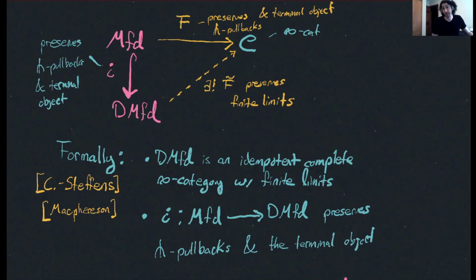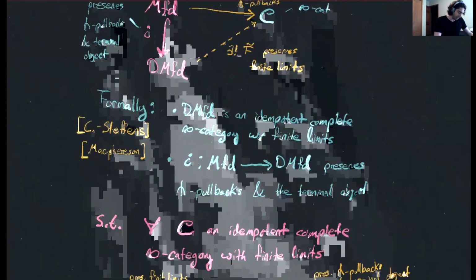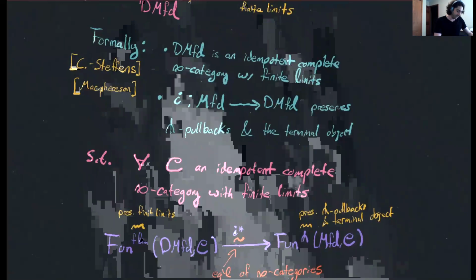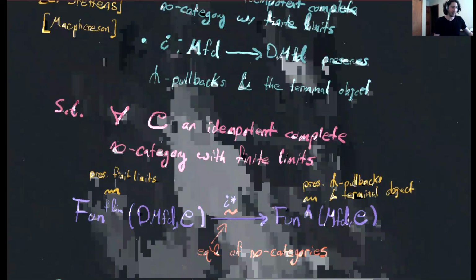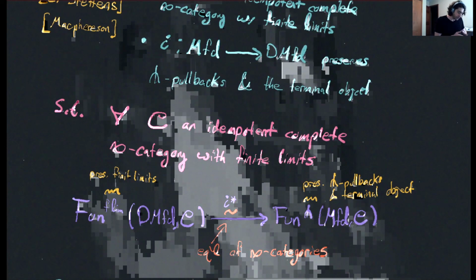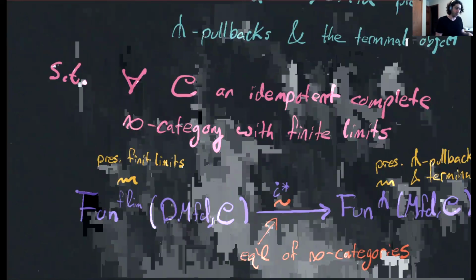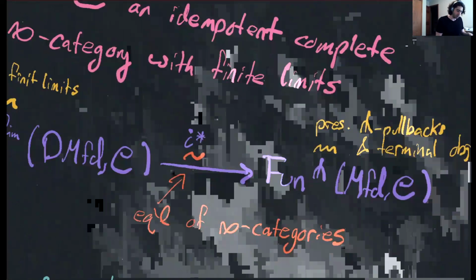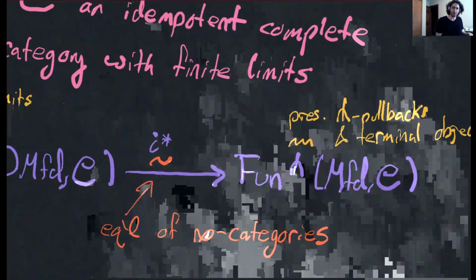It's non-trivial, but it actually does happen. So what we want is that if I have any other infinity category, which you can split all the idempotents and it has finite limits, well, there's an induced functor that you can get between functors from derived manifolds to that infinity category, which preserve finite limits, to functors from manifolds to C, which preserve transverse pullbacks and the terminal object.